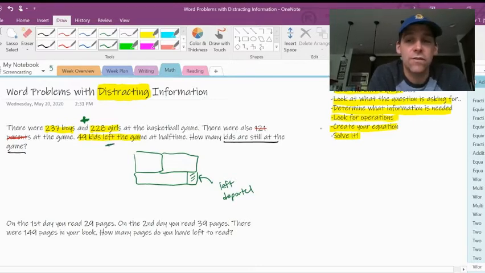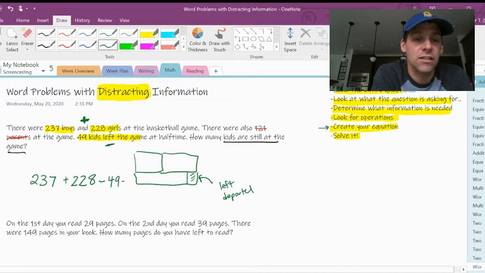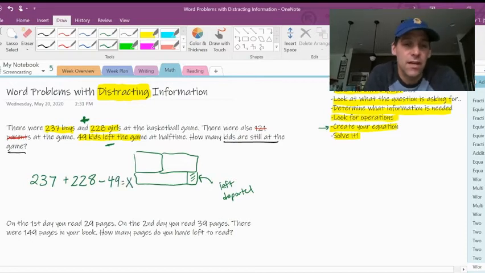So here, as I go forth to this part, which is to create your equation, I can go 237 plus 228 minus 49 equals x. And from here, I can then just work from left to right because I have both addition and subtraction. Those are similar operations. So in my order of operations, I'm going to do those first.